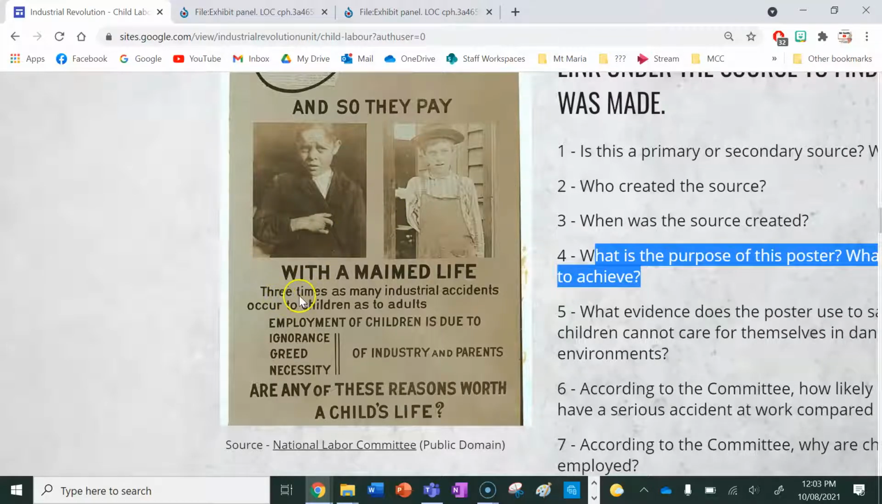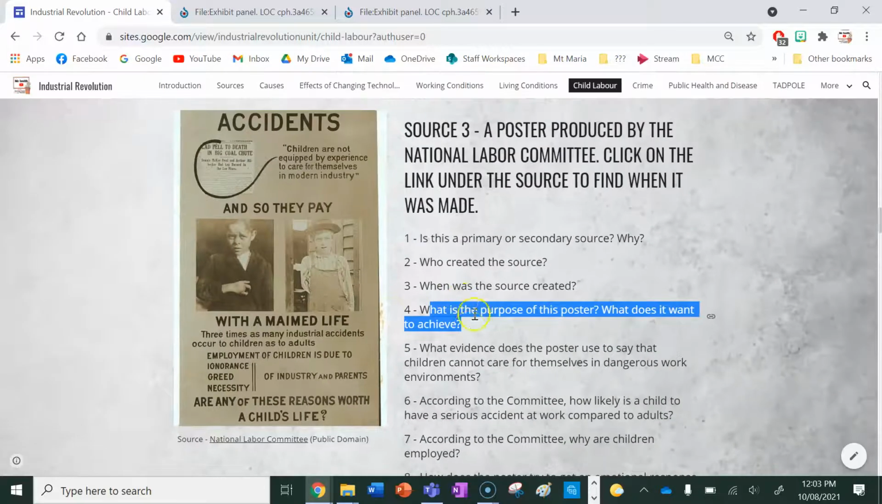And then it goes on to say here, 3 times as many industrial accidents occur to children as to adults. So employment of children is due to ignorance, greed, necessity of industry and parents. So they're also commenting on the fact that parents really supported and encouraged child labour as well, because parents were benefiting off child labour. And are any of these reasons worth a child's life? So it's making the audience feel guilty. So the purpose of this poster is to raise awareness and oppose child labour.